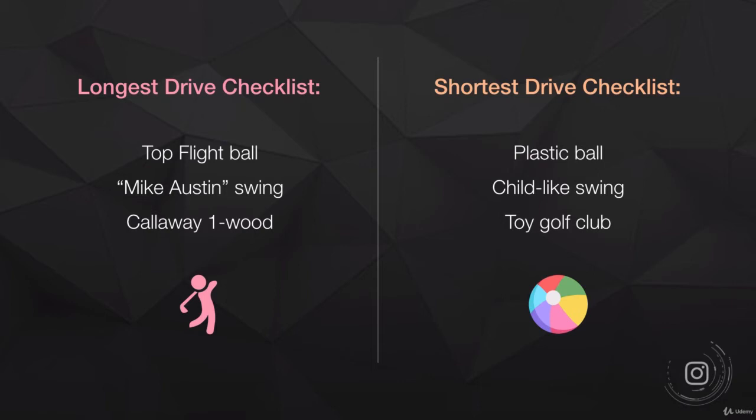If you want to get a golf ball to go as short as possible, you want to use a plastic ball, a childlike swing, and a toy golf club like in those examples. If you want the golf ball to go as far as possible, you're going to need whatever ball Mike Austin used. So we're going to say it's a top flight ball. You're going to need his exact swing, and you're going to need his exact club. If you can match these three factors, you too can hit a golf ball as far as Mike Austin.